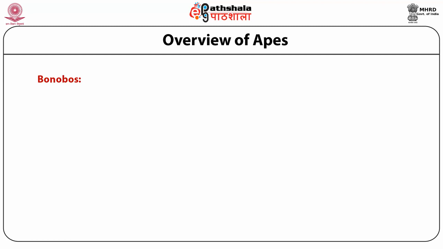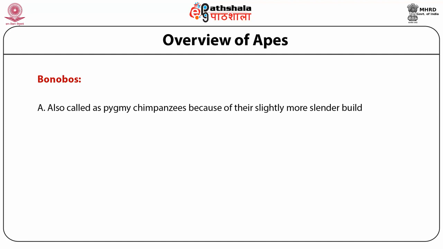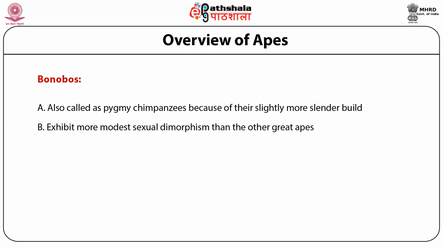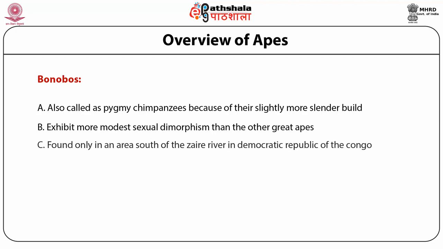Bonobos. Bonobos are similar to chimpanzees. They are also called pygmy chimpanzees because of their slightly more slender build. They exhibit more modest sexual dimorphism than the other great apes. They are found only in an area south of the Zaire River in the Democratic Republic of the Congo. They have longer legs relative to arms, a relatively smaller head and dark face from birth, and a tuft of hair at the side of the face.